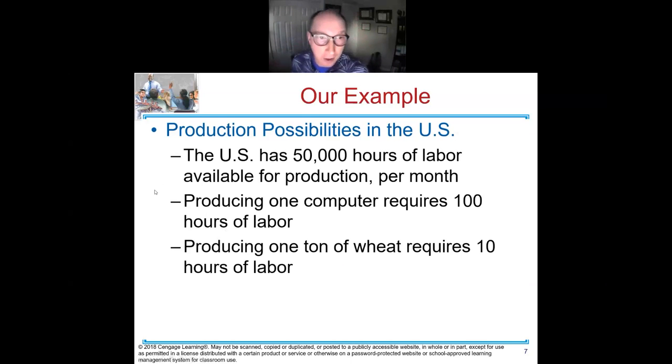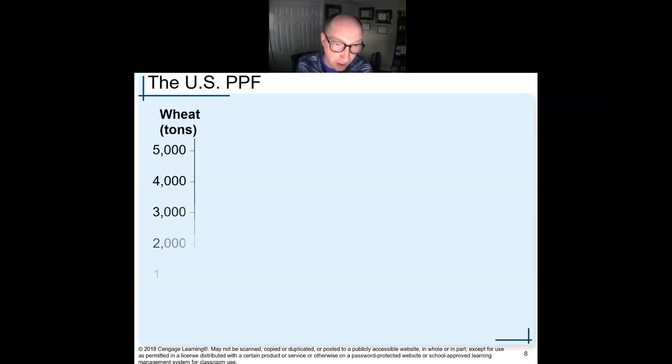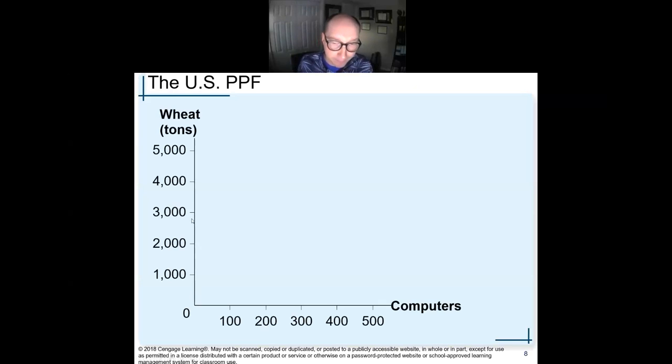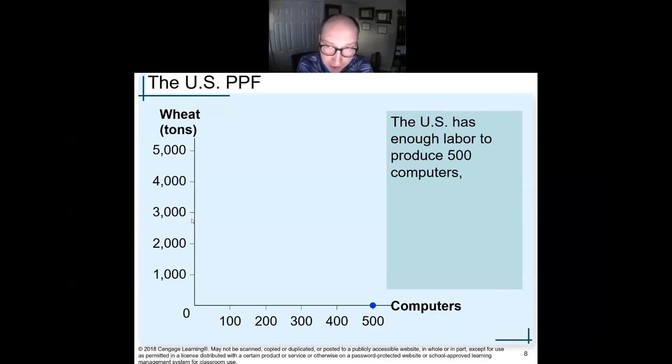Looking at our example, if the United States has 50,000 labor hours available for production per month, we can produce computers at 100 hours of labor for one computer. We could do 1 ton of wheat every 10 hours of labor. Same exact example from the last chapter.